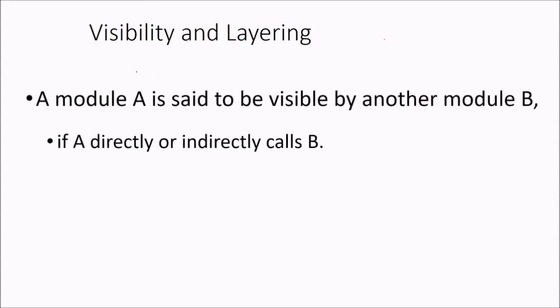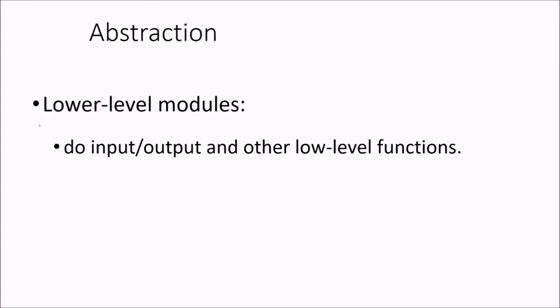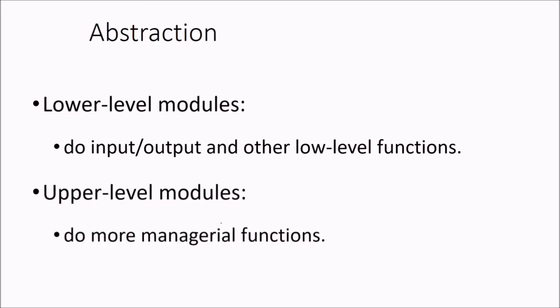Then coming to visibility and layering, we say that module A is visible by another module B if A is directly or indirectly called by B. On the layering principle, it requires that modules at a layer can call only the modules immediately below it. There are various levels, so this should call this layer and this should call this layer. What about abstraction? Abstraction means the lower level modules do input, output and other low level functions, and upper level modules do managerial functions.